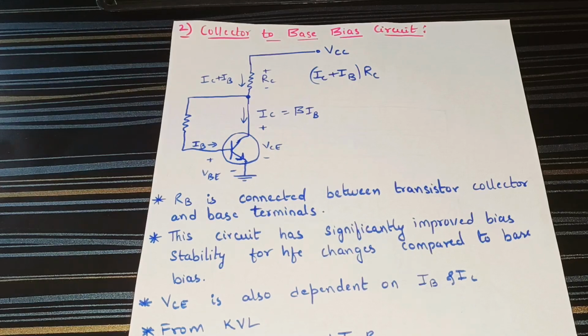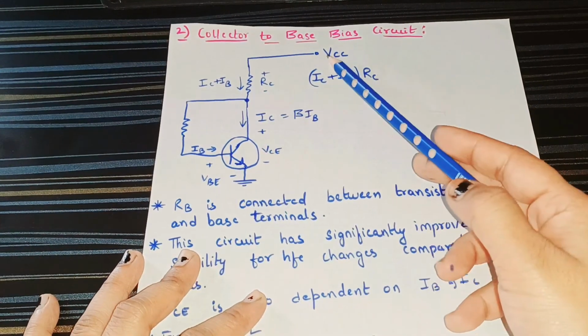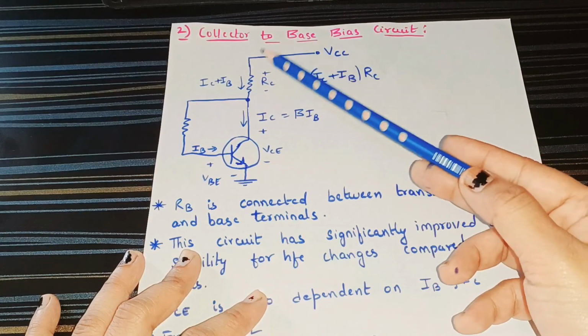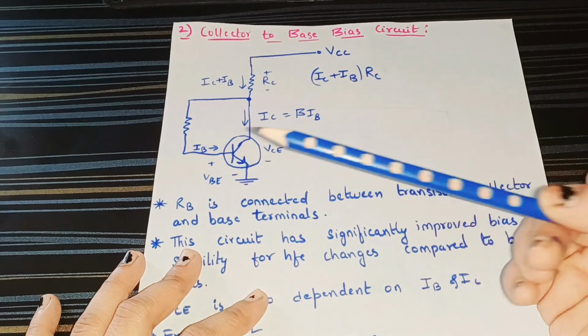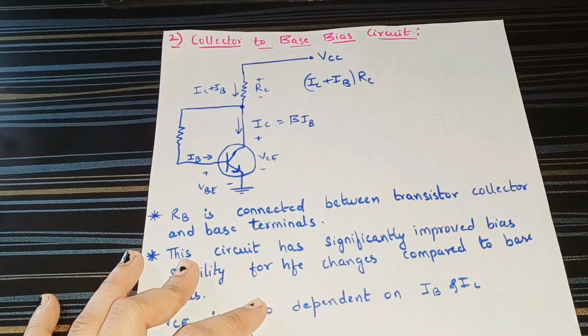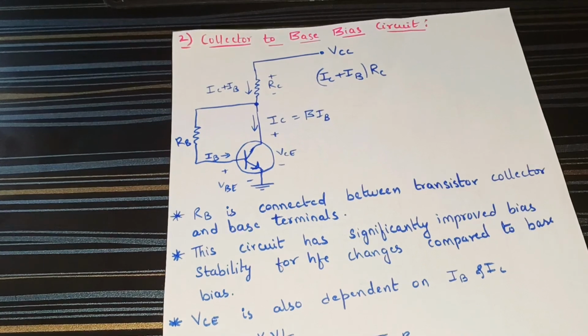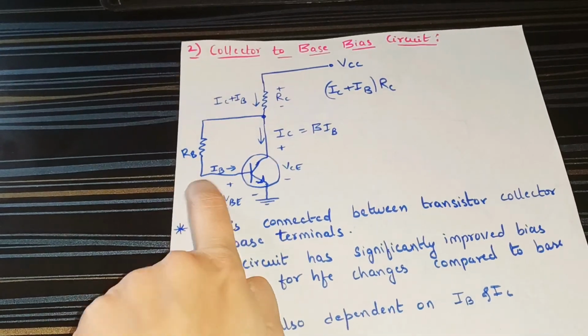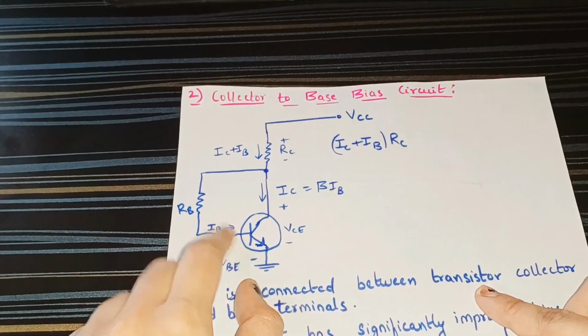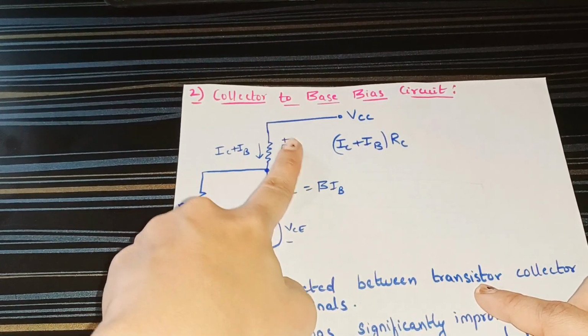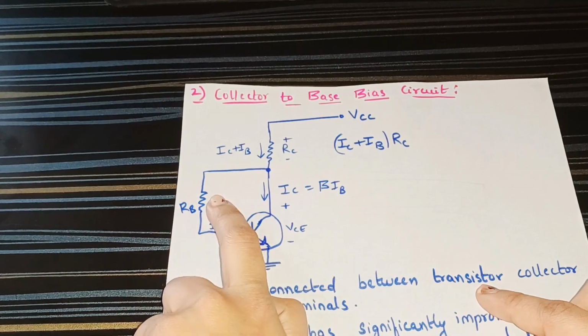Hello everyone, in today's video we are going to discuss the second classification, that is the collector to base bias circuit. Here we have a circuit where VCC is connected to the resistor collector, and previously we were connecting our resistor base and resistor collector in parallel. Now we are connecting them in an interconnected way. See, the resistor collector is connected with the resistor base.